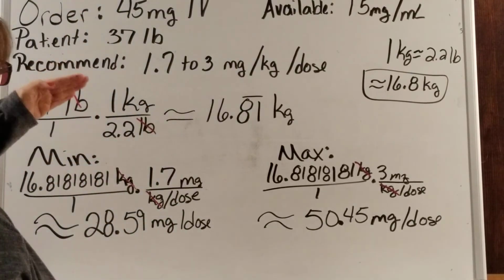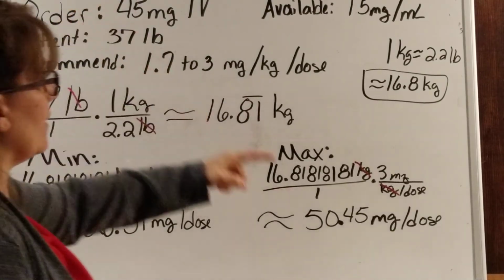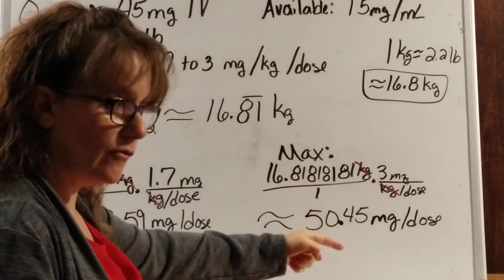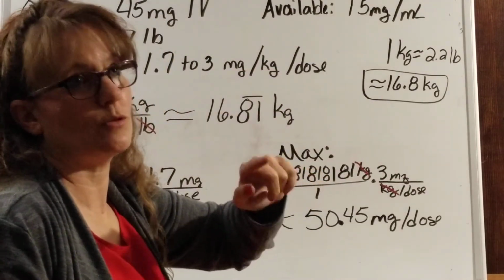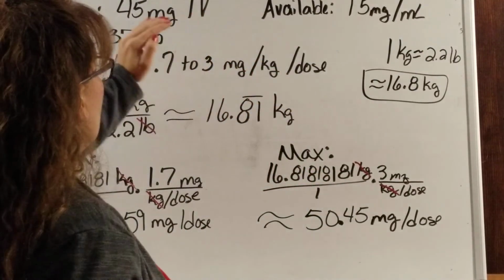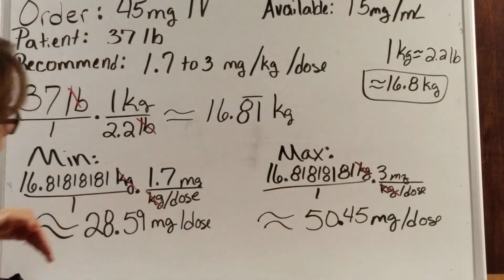So what are we doing? We're taking the order and comparing it to the max. Did it go over the max? If it went beyond the max, then yes, it's not safe. If it goes equal to or below, it's safe.